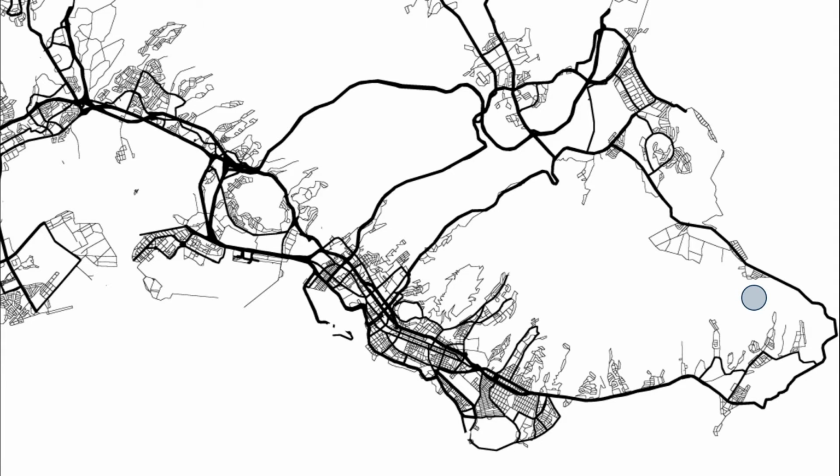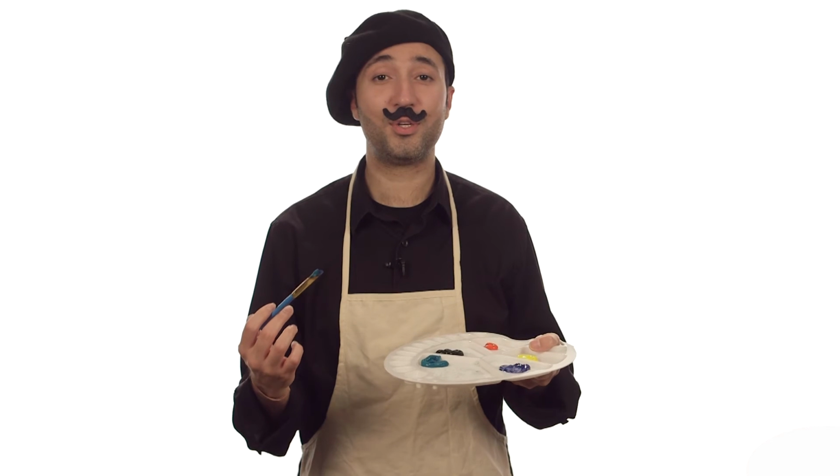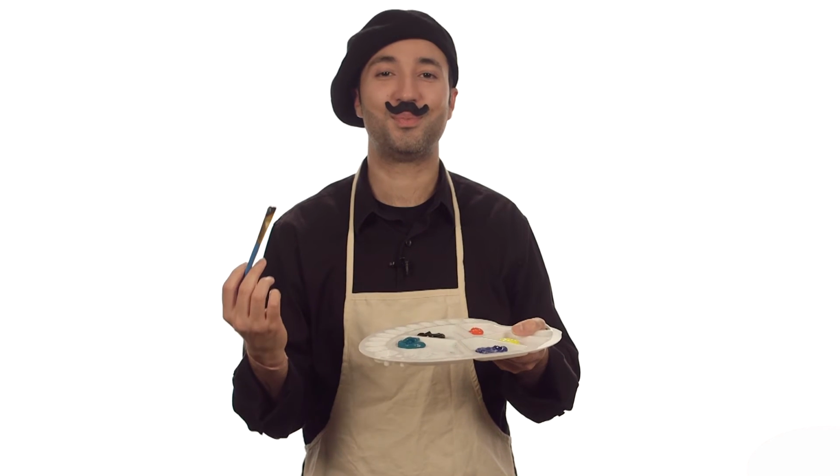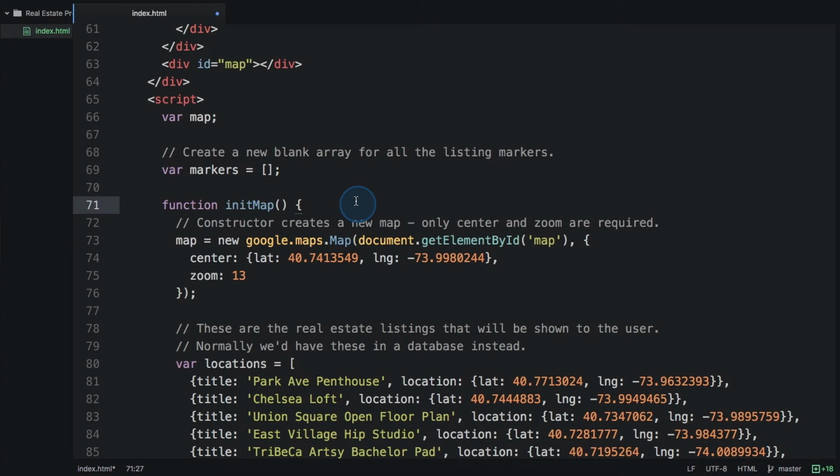These samples are all from Snazzy Maps, an awesome site for pre-built styles. It's linked in the instructor notes. Whatever you want to do, you can do it. Let's make our own custom style. We'll create a styles array in our initialize function.